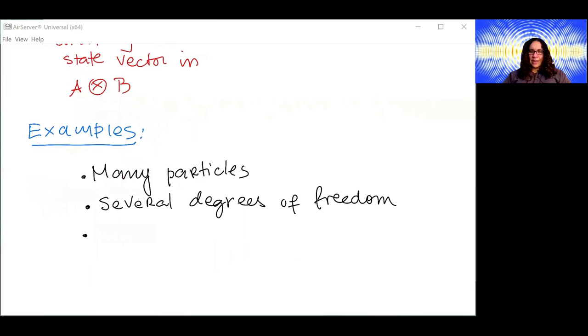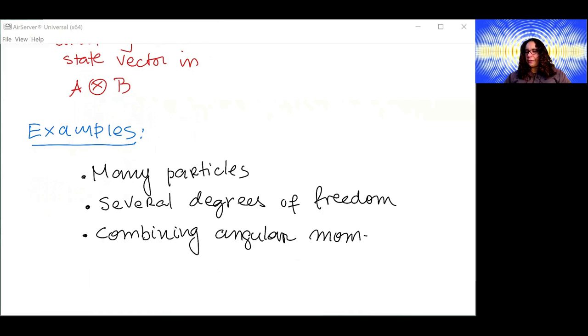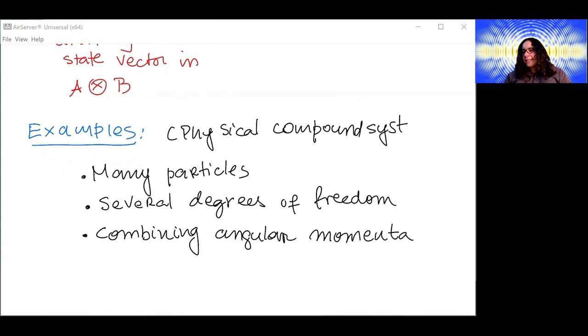Also, you can combine angular momenta. Some of you may have seen this. So all these things are examples of physical compound systems, and the list is really non-exhaustive. This is a very, very powerful way of taking these things into consideration, mathematically speaking.